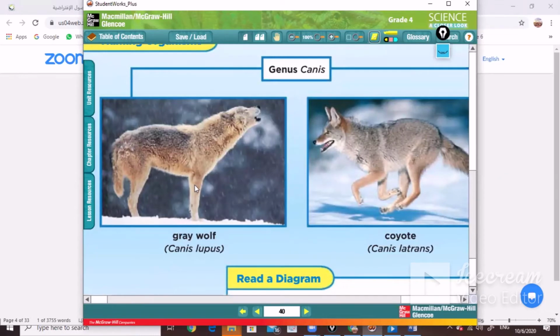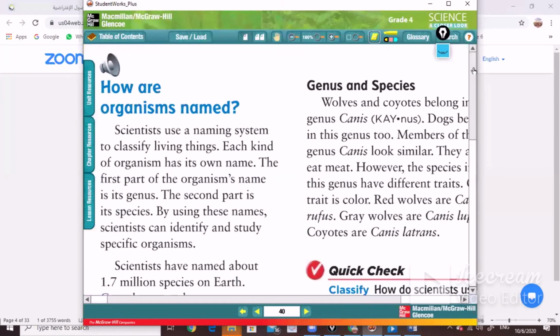Live in America, and this one is a different kind of wolf. They are the same genus. Can you see that? The genus for both is Canis. The species is lupus for this one, and the other one is latrans. This is the way we name all the organisms we have.